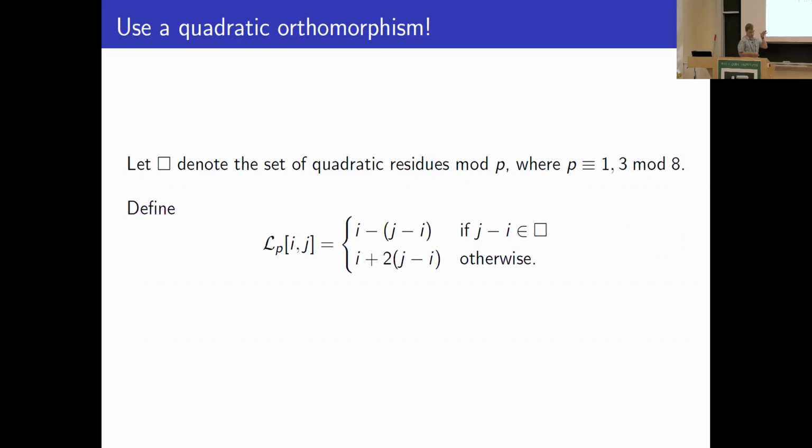So basically, I have 2 different rules. The ijth entry is defined one way if j minus i is a quadratic residue, and another way if it's not. And this is how I build my Latin square. This Latin square will be called LP, and it will turn out to be the square that achieves the property that I want. Now, I've known for a long time that it achieves this property.